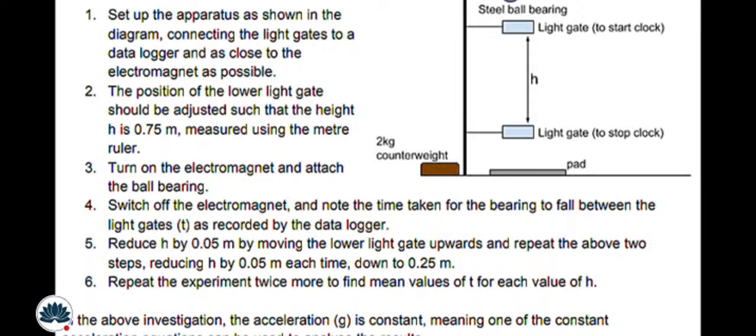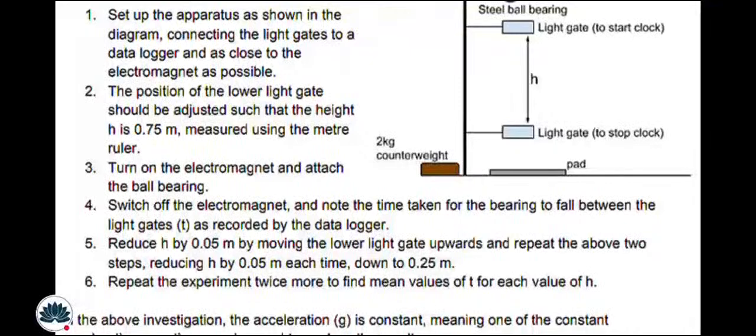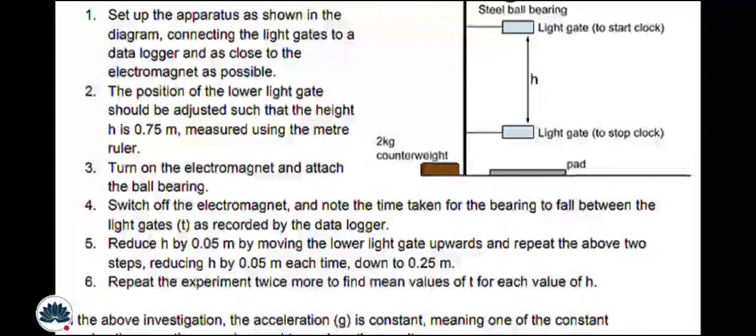Reduce the height by 0.05 meter by moving the lower light gate upwards, and repeat the above two steps, reducing height by 0.05 meter each time down to 0.25 meter. Repeat the experiment twice more to find mean values of t for each value of height.